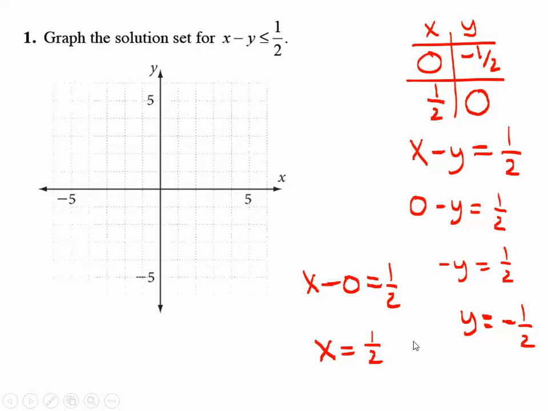Just like we did before, let's graph it. Let's graph 0, -1/2, which is between 0 and -1. Then graphing 1/2, 0 is going to be between 0 and 1 over here. So now we graph the two points. Now think about the line itself. Do we want a solid line or a dashed line? Do we want the stuff on the line or no? Yeah, solid line, because this will equal to part. Perfect.